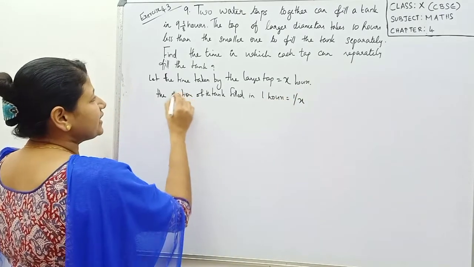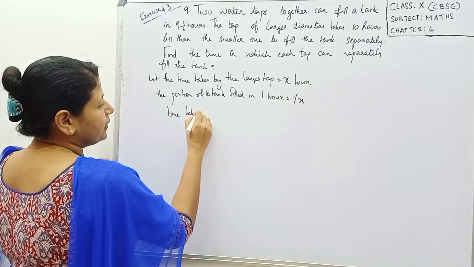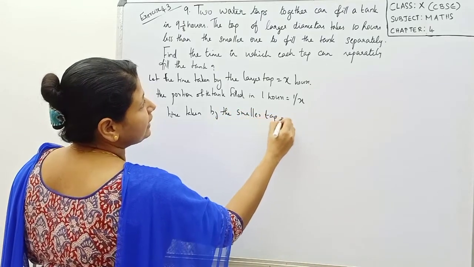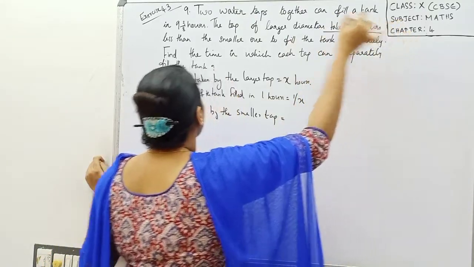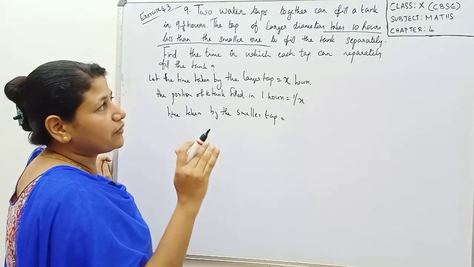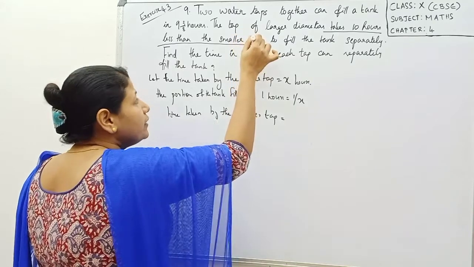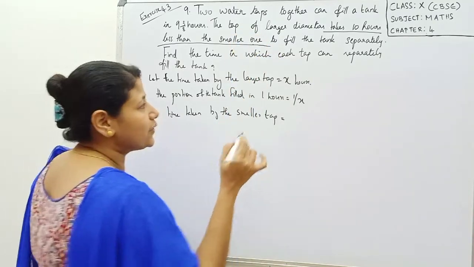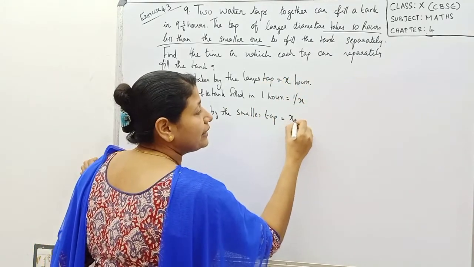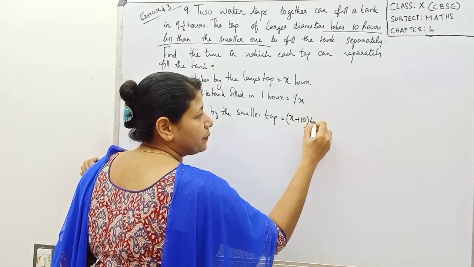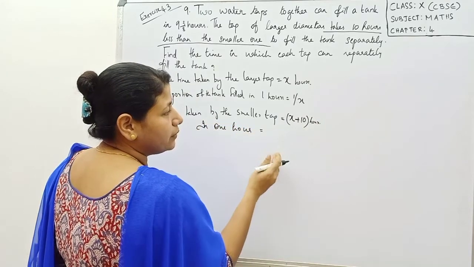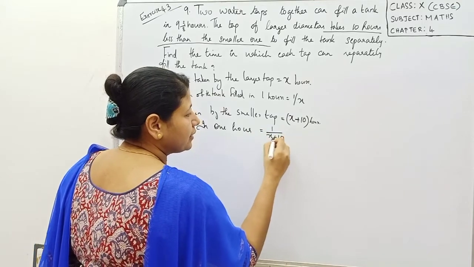Now we can take the time taken by the smaller tap. It is given that the larger diameter tap takes 10 hours less than the smaller one. Or in other words, the smaller one takes 10 hours more than the larger one, isn't it? So if the larger tap takes x hours, the smaller must take 10 more hours to fill the tank. So we can take x plus 10 hours. So in 1 hour, the smaller tap will fill 1 by x plus 10th of the capacity of the tank.